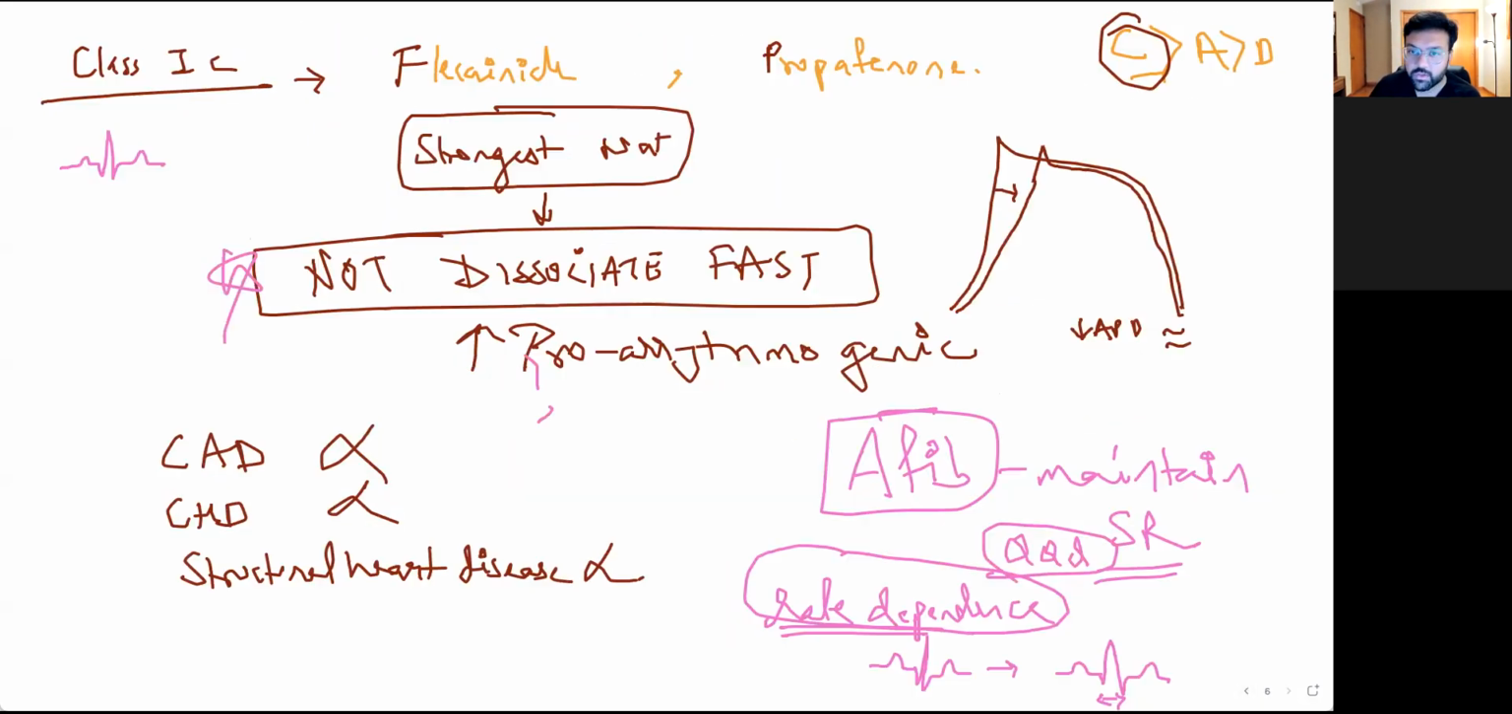Sir, I have a question. Sure. So how do you define rate dependence? Rate dependence means the action of the drug depends on the heart rate. So if you have a slow heart rate, flecainide and propafenone will get enough time to dissociate because the heart rate is slow. But if the heart rate is fast, it will not get time to dissociate, so it will keep hanging on the sodium channel, and the QRS will keep on widening. So if the rate is fast, it will not get enough time to dissociate and the QRS will widen.